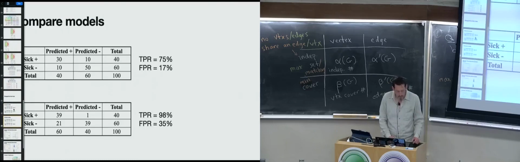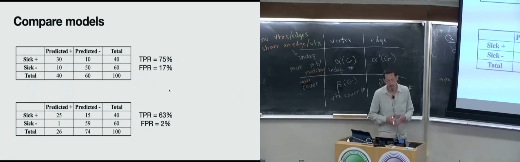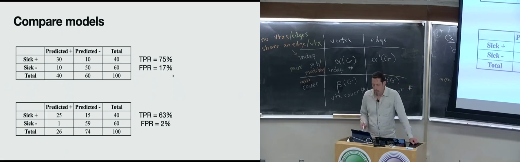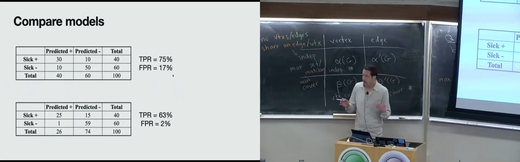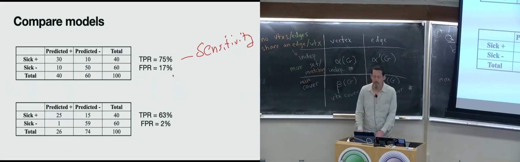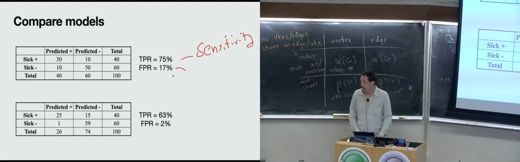Okay, so this is where we left off previously. When we were talking last time about true positive rates and false positive rates, something that I did not note for you: true positive rate is the same thing as sensitivity. False positive rate is 1 minus specificity.